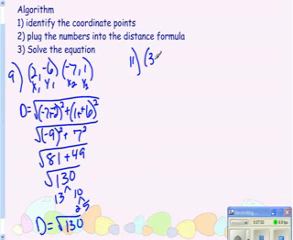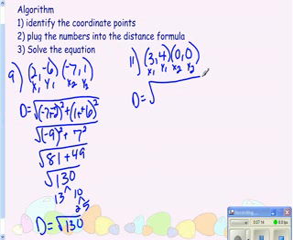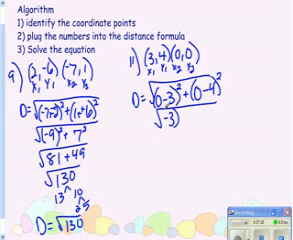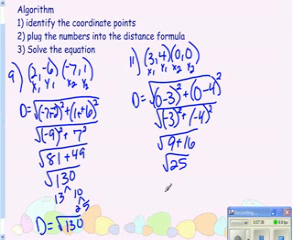Number 11, they give me 3 and 4 and 0 and 0. So x1, y1, x2, y2. Distance equals square root x2, which is 0, minus x1, 3 squared, plus y2, which is 0, minus y1, which is 4 squared. That's just negative 3 squared, and negative 4 squared. 9 and 16, it's 25, and you should know the square root of 25 is 5. And I will erase.